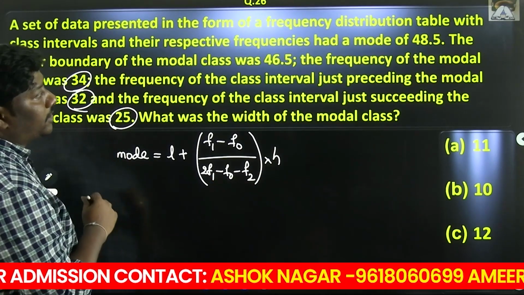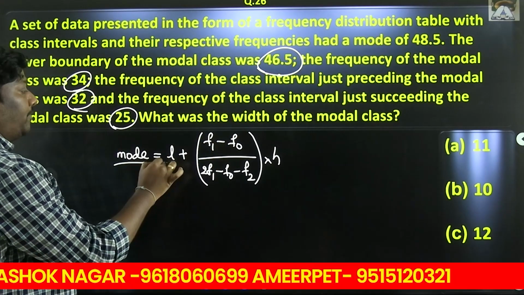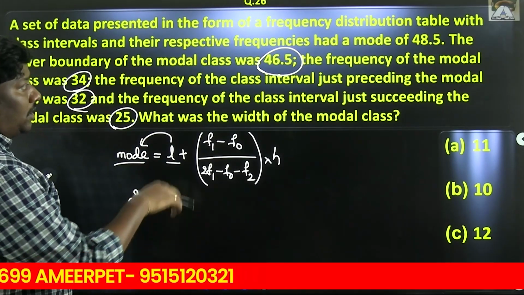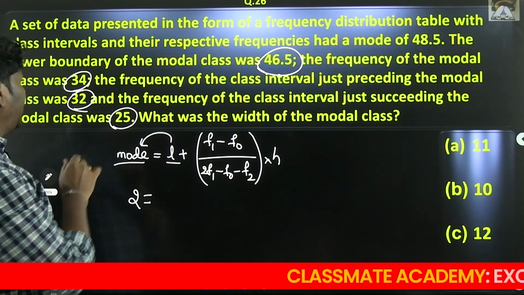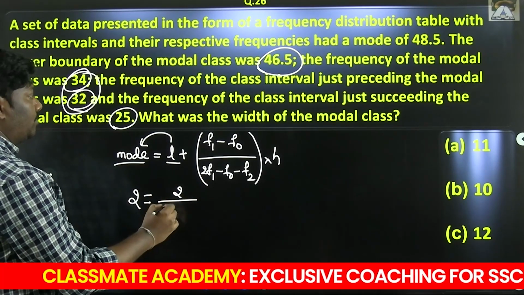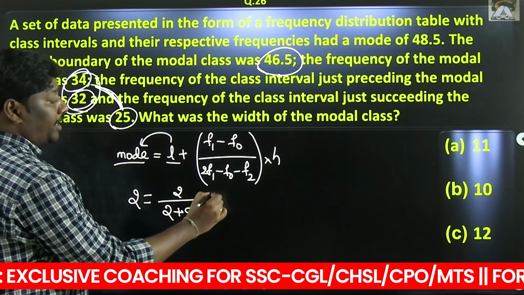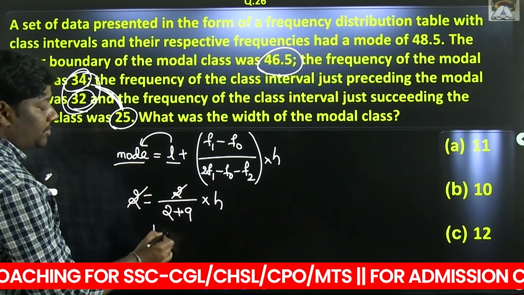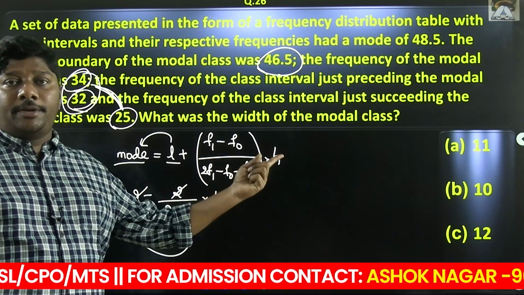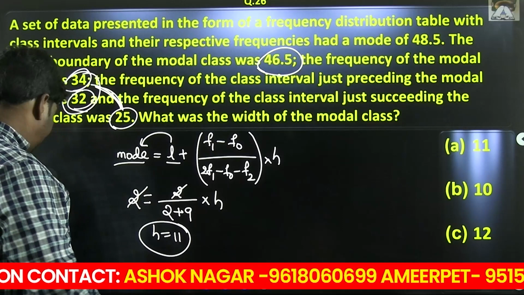Mode is 48.5. Lower limit is 46.5. Therefore, what is 48.5 minus 46.5? It becomes simply 2 is equal to. What is the difference between modal class frequency and previous? 34 and 32 is 2. F1 minus F0 is 2. F1 minus F2 is 9 into H. 2 you cancel, H is equal to 11. Okay, here is the difference between the modal class frequency and previous, and successive after that.